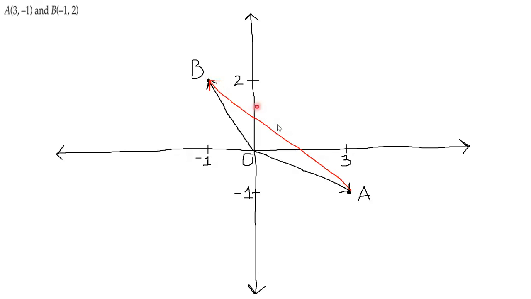And so how would we do that? How would we write this vector as a column vector? So we're going to start at A and we're trying to get to B. How would we do that? Well, one way is that we can start at A and then go to O, and then from O, we're going to go from O to B. And so let's do that.